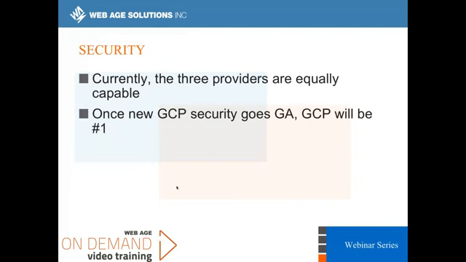Right now, in terms of security, all three providers are equally capable. However, Google is introducing a new approach to security called Titan. Titan is a chip that goes on the motherboard of all Google servers, which will guarantee that only signed code in a particular configuration can run on that server.